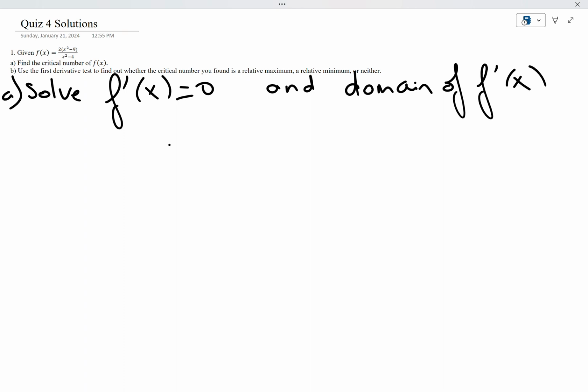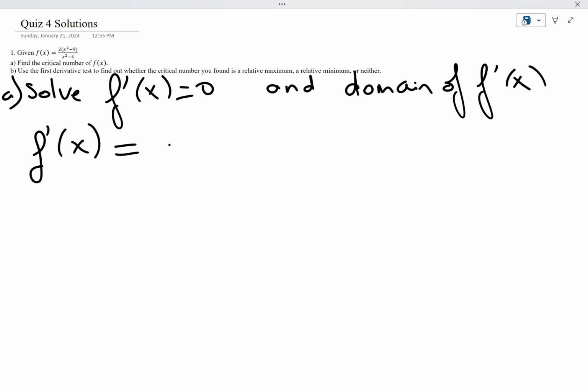the derivative does not exist, because the critical numbers are two types of points: where you have a horizontal tangent line, that's where f prime is 0, or where the derivative is not defined. So first thing we do, we're going to take the derivative. Here it's a division, so we're going to have to use the quotient rule.